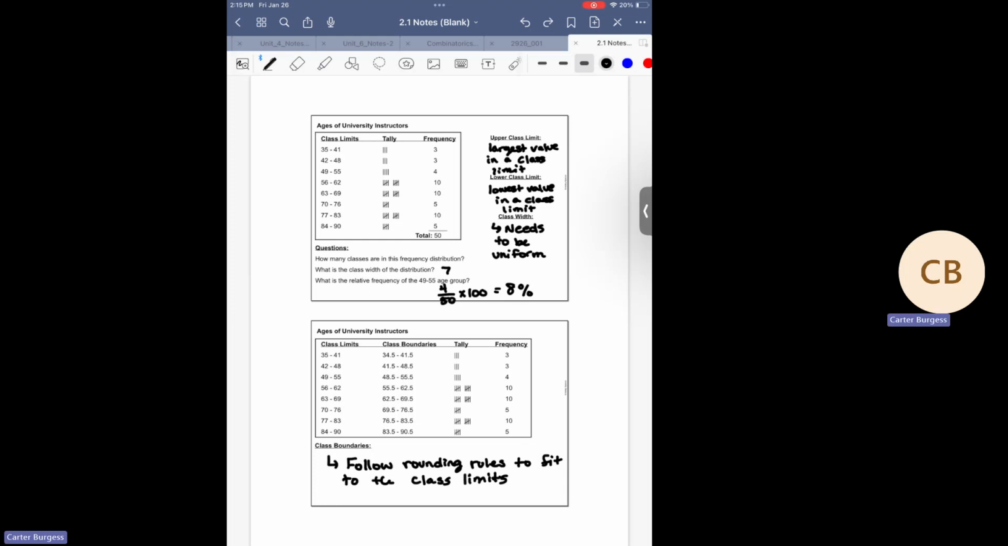So follow the rounding rules to the nearest, whatever the data is being measured in. If we measure the data in tenths, you would round to the nearest tenth. If we measured in hundredths, you would round to the nearest hundredth and then sort accordingly. Pretty straightforward, hopefully.